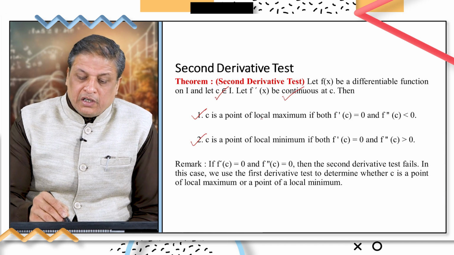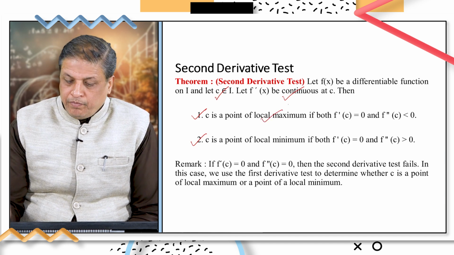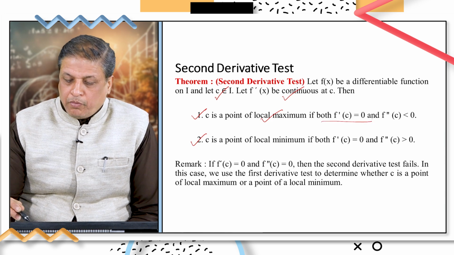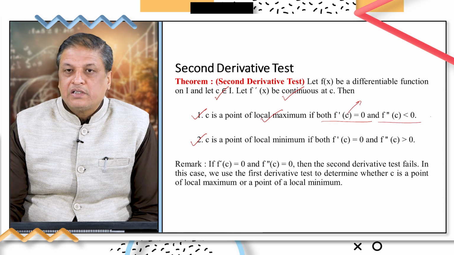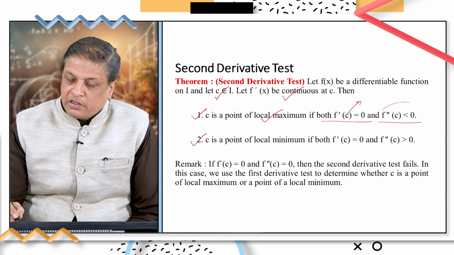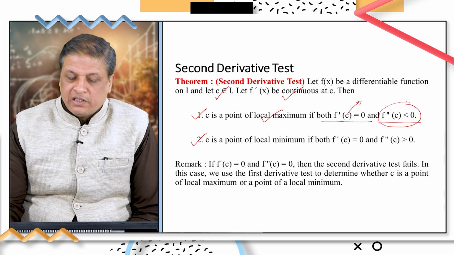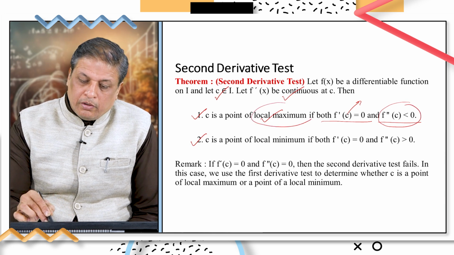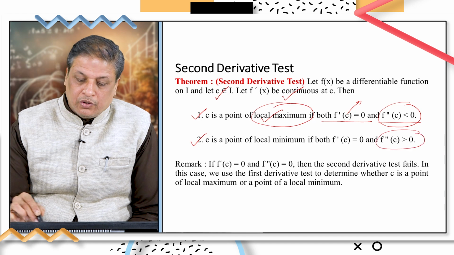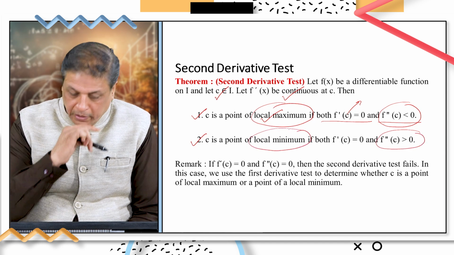Then c is the local maximum if f'(c) is equal to 0, that is the point to be the critical point, and if f''(c) is less than 0. So, when the sign of the double derivative is less than 0, then it is a local maximum, and when the sign of the double derivative is greater than 0, then it is the point of local minimum.